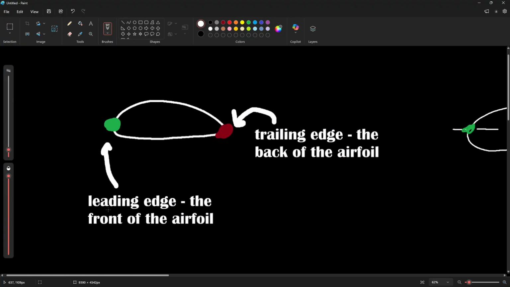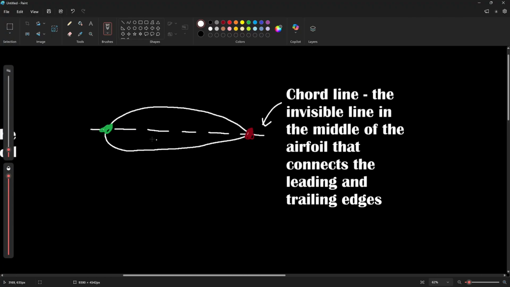So far we have talked about an airfoil, which is just a structure that produces lift, a leading edge, which is the front of the airfoil, the trailing edge, which is the back of the airfoil, and the chord line, which is an invisible middle line of the airfoil that connects the leading edge to the trailing edge.